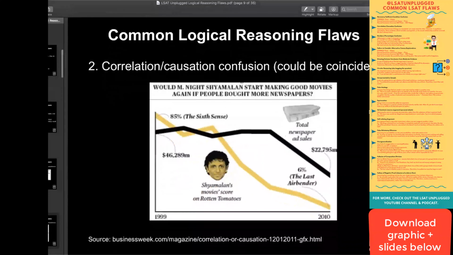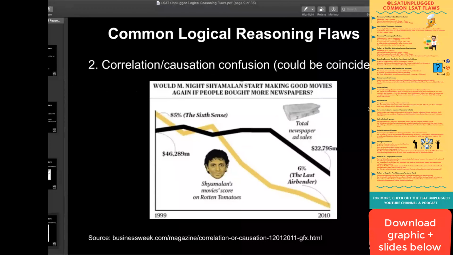But here's another one. It could also be a coincidence here, if there are two things that basically have no obvious relationship at all, where we have newspaper sales and movie scores and such. Total coincidence. What do newspaper ad sales have to do with a movie? It's total coincidence. No obvious relationship in one way or the other.